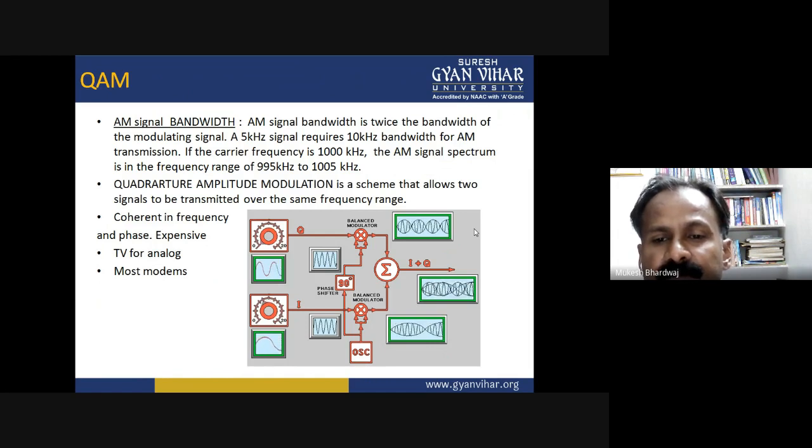See the diagrammatic representation, how the signal is transmitted through the synchronized way, and how the block diagram is showing how it is actually converted and then transmitted.